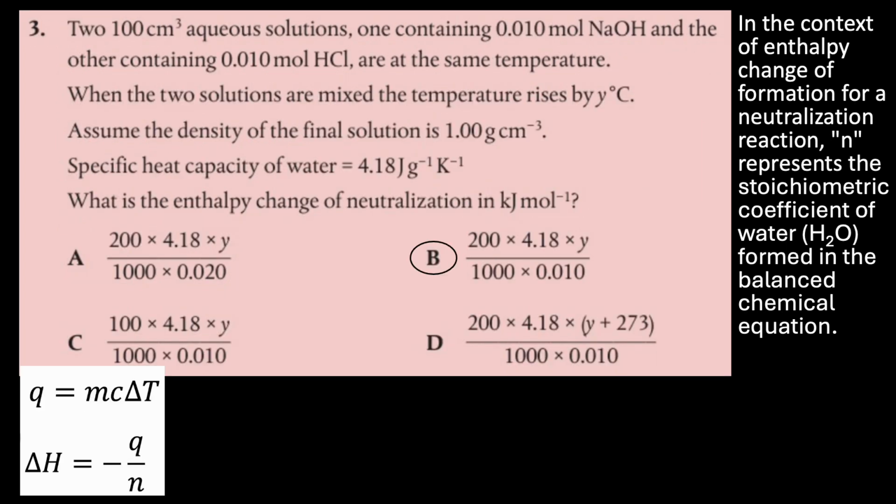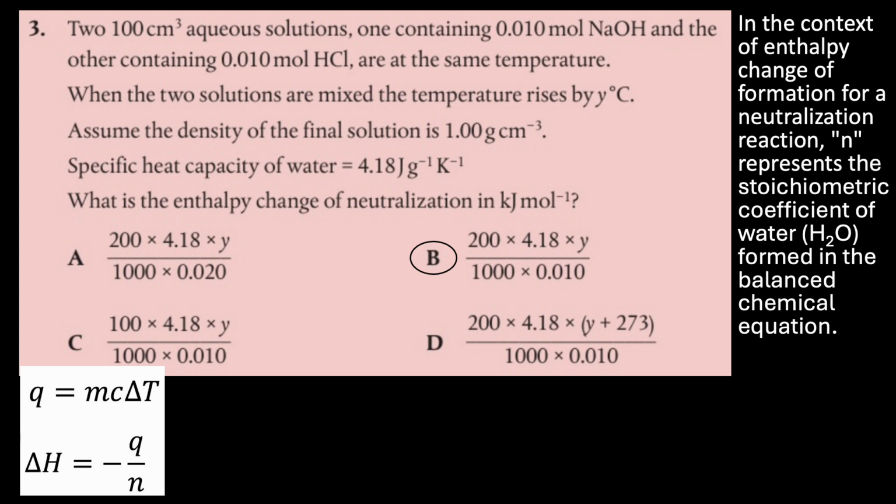Two 100 centimeter cubed aqueous solutions, one containing 0.01 moles of NaOH and the other containing 0.01 moles of HCl, are at the same temperature. When the two solutions are mixed, the temperature rises by Y degrees Celsius. Assume the density of the final solution is 1 gram per centimeter cubed. The specific heat of water is 4.18. What is the enthalpy change of neutralization in kilojoules per mole?